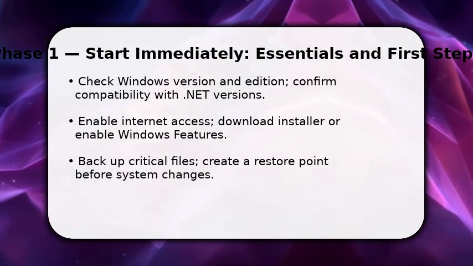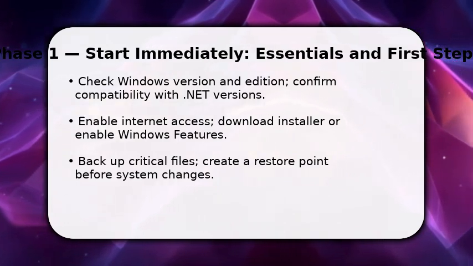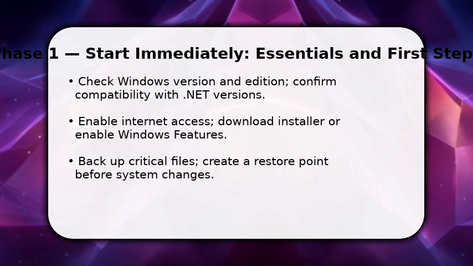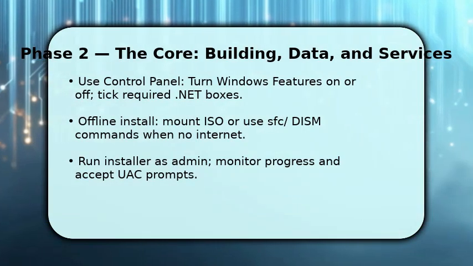Now open Settings or Control Panel. Search Turn Windows Features on or off to begin the installation flow, and be ready to grant administrator rights when prompted. You proceed by choosing Installation.